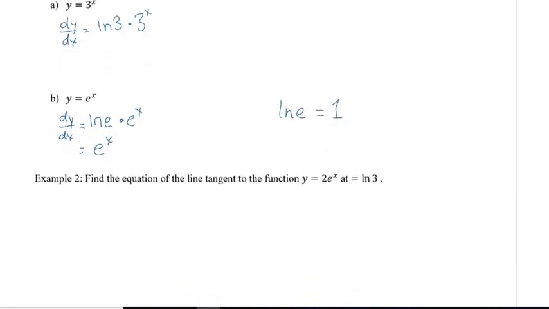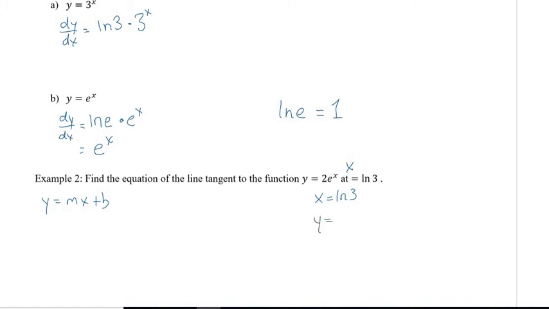So example 2 is asking us to find the equation of the line tangent to the function y equals 2 times e to the x at x equals natural log of 3. So we've done tangent problems. I think we've done them to death, but let's do another one. y equals mx plus b. So we need to find our different values here. x, we said, is going to be natural logarithm of 3.